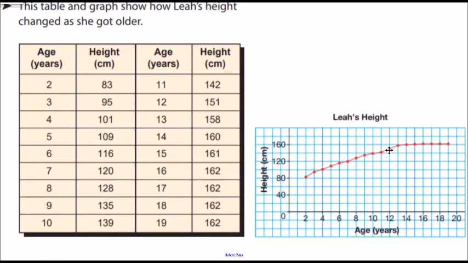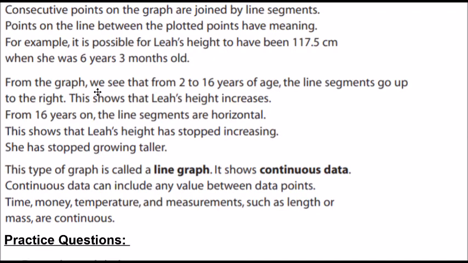When I look at this graph, you'll notice that I did connect the points, because when we're talking about your height, you don't just wake up one morning and have all of a sudden added 2 or 3 centimeters of growth. It's something that is slow and steady, and there's definitely times when you are a height in between 83 and 95, or 95 and 101 centimeters tall. So the consecutive points are joined by line segments, and those line segments have meaning. You can have each of those different numbers in between the points as possible answers.